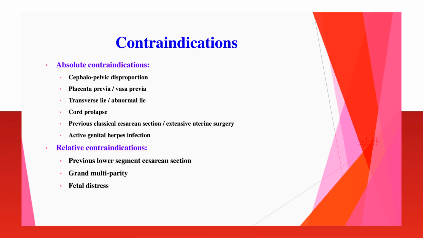Next, we'll discuss contraindications. That is also divided into two, absolute contraindications and relative contraindications. The absolute contraindications include cephalopelvic disproportion, placenta previa or vasa previa, transverse lie or abnormal lie, cord prolapse, previous classical caesarean section or extensive uterine surgery, and active genital herpes infection. The relative contraindications include previous lower segment caesarean section, grand multiparity, and fetal distress.